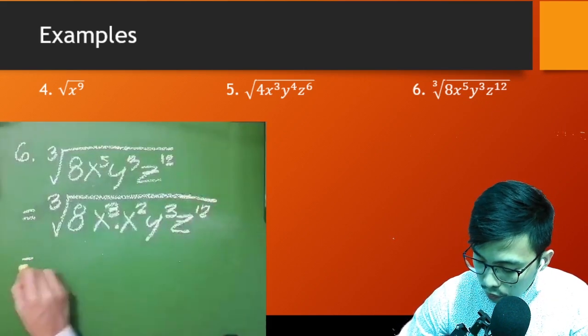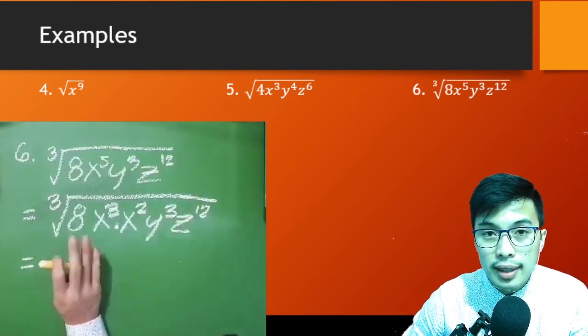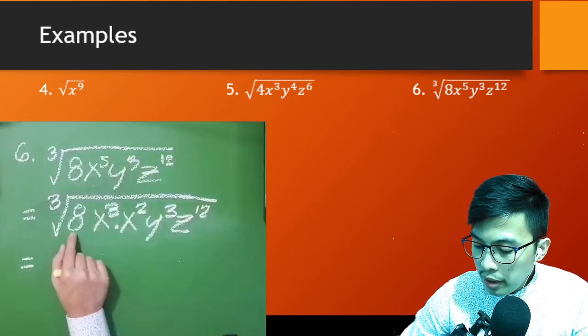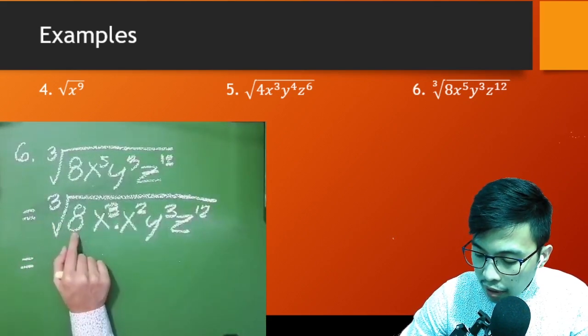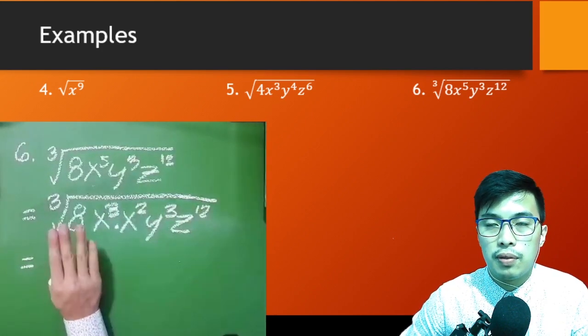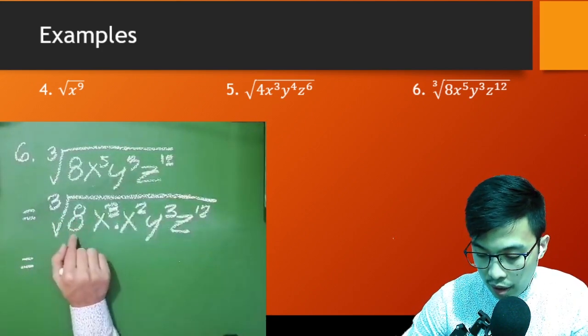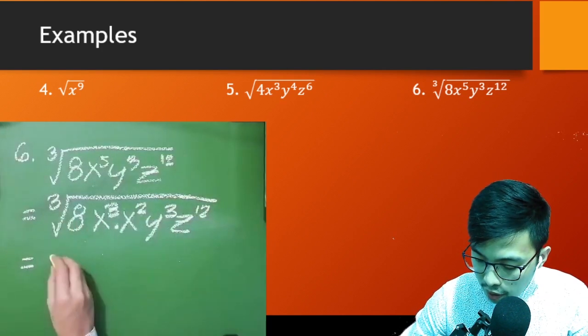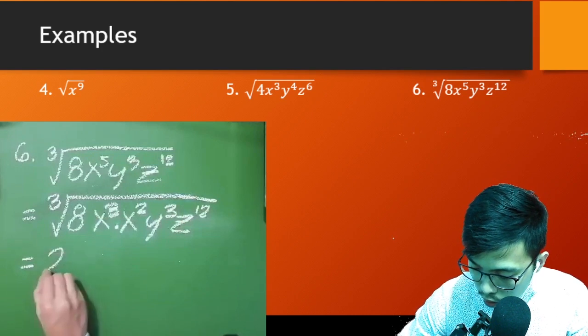And then, we extract the cube number here. Alright? So, 8. What's the cube root of 8? As I mentioned a while ago, 8 is also in the form of 2 raised to the power of 3. Okay? 2 raised to the power of 3. And the cube root of 8 is simply 2.